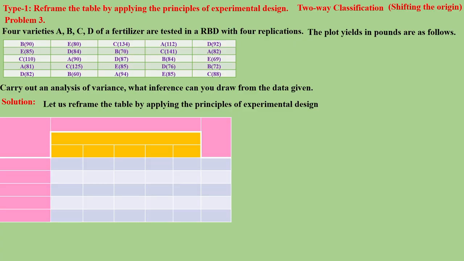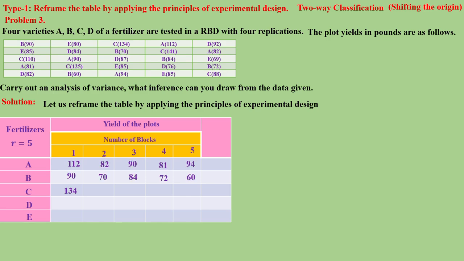So first reframe the table. Fertilizers, so R is equal to 5: A, B, C, D, E, and yields. Number of blocks, there are 5 blocks. So write down A data in the first row, B data in the second row, C third, D fourth, and E fifth row. Here all Cj are equal to 5: C1 equal to C2 equal to C3 equal to C4 equal to C5 equal to 5.